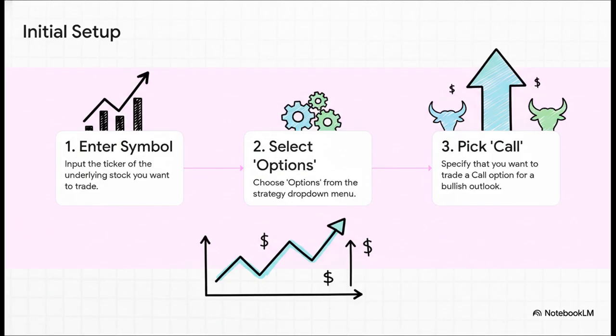And it's really important to pause and remember why we're choosing a call here. A long call option is a bullish strategy. We're doing this because we think the price of that underlying stock is going to go up. That's the whole thesis behind making this trade in the first place.